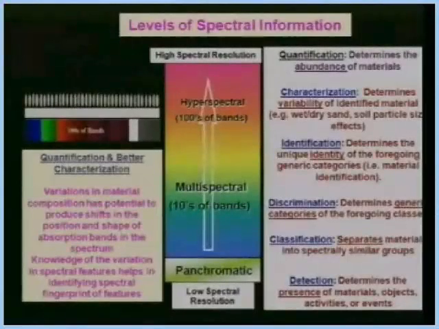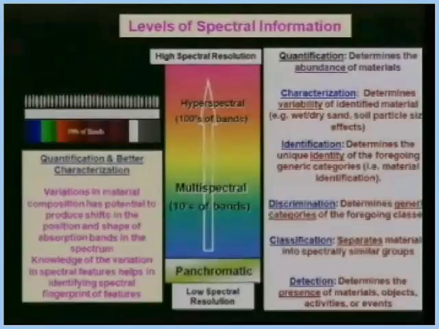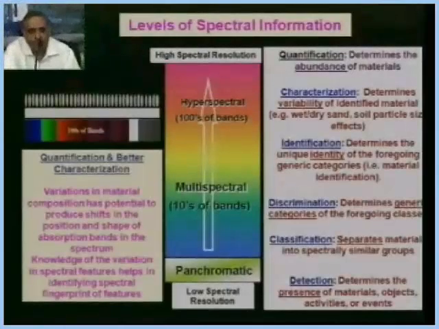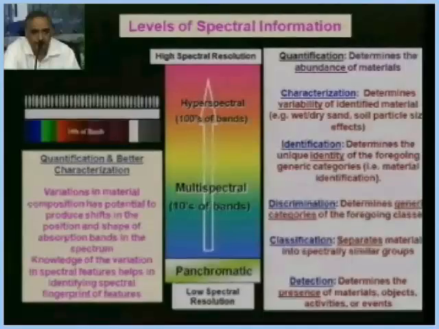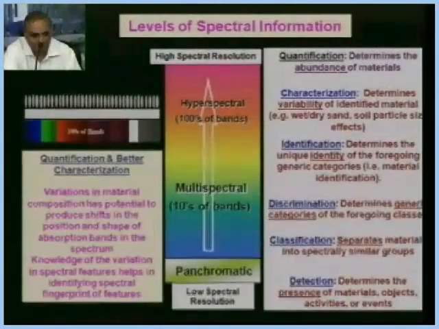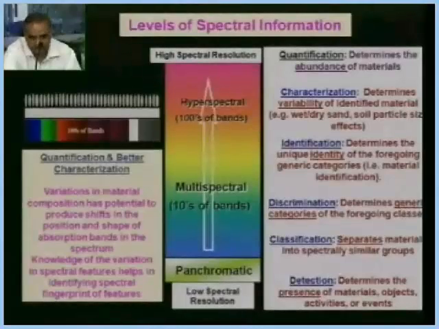That is possible because the variations in the material composition have the potential to produce shifts in the positions of the absorption features at different wavelengths, and these absorption positions or the reflectance positions basically form the spectral fingerprint of the features. If we can exploit these spectral fingerprints to the maximum extent, we will be able to better quantify the remotely sensed images. And that is possible with hyperspectral data sets. That is what we would like to deliver as an end product to the users.